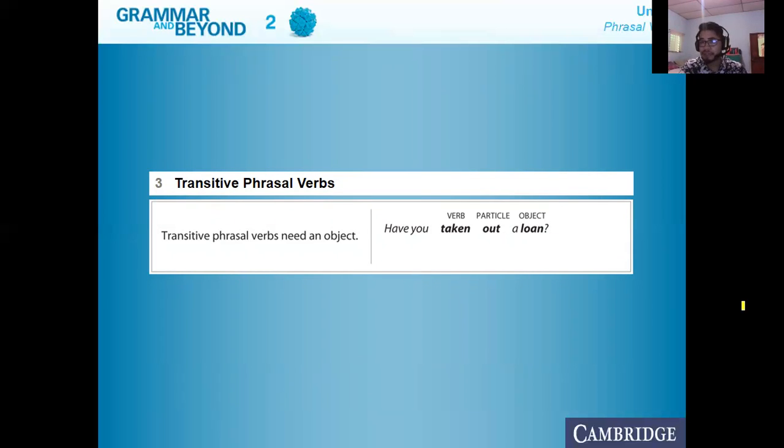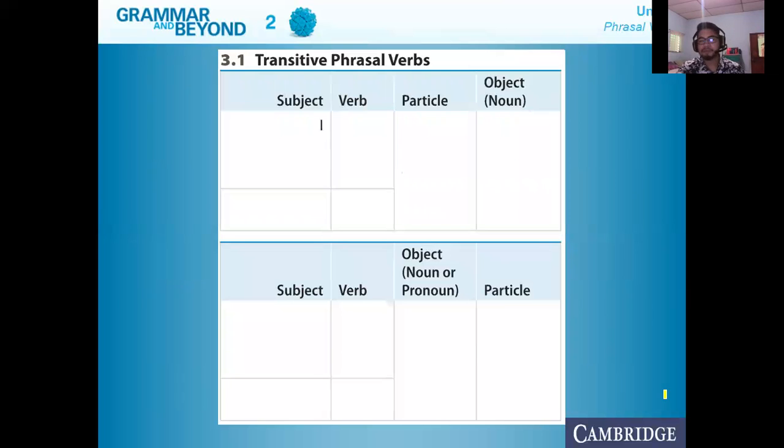Have you taken out what? A loan. So we can answer the question. Can you pay it back? Okay, can you pay it back? Can you pay what? It back. You see that here is one of the phrasal verbs that have an exception, because here pay back is the phrasal verb, but we have an object in the middle. We're going to see the difference over here.